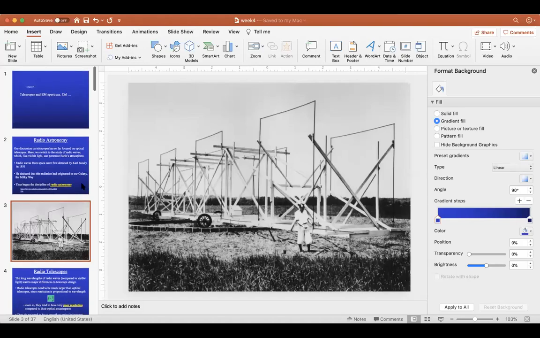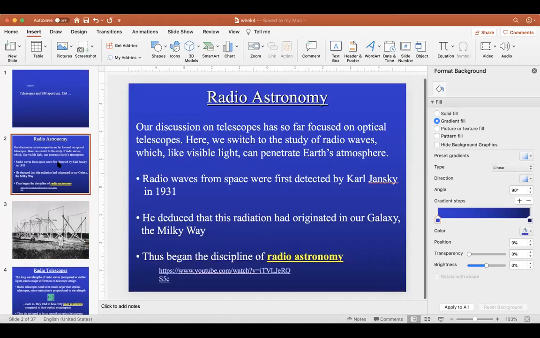So let me stop sharing this. We still have some time left, so I will be sharing the next presentation, which is about different telescopes, right? So let me go into this.